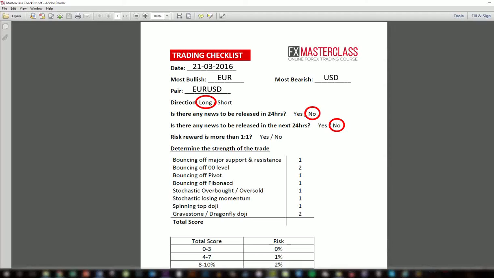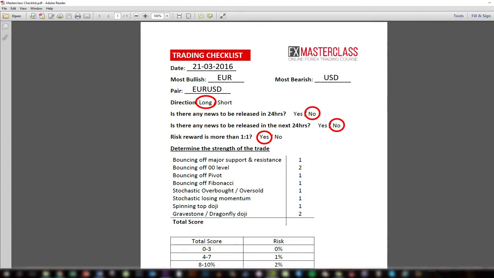The last thing to check before we determine the size of the trade is to ensure that the risk-reward ratio is more than 1:1. Now if your answer to this is yes, then you can proceed on to the next step. The next step here is where your technical analysis is going to come into the picture. Run through this checklist and answer the following questions. If you have watched the videos on technical analysis, you should understand what these are referring to.